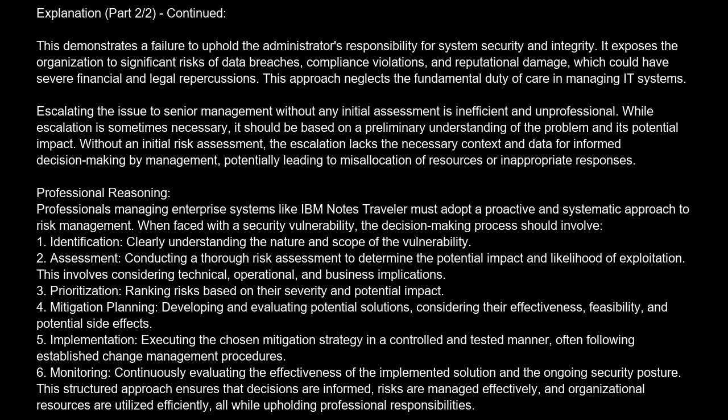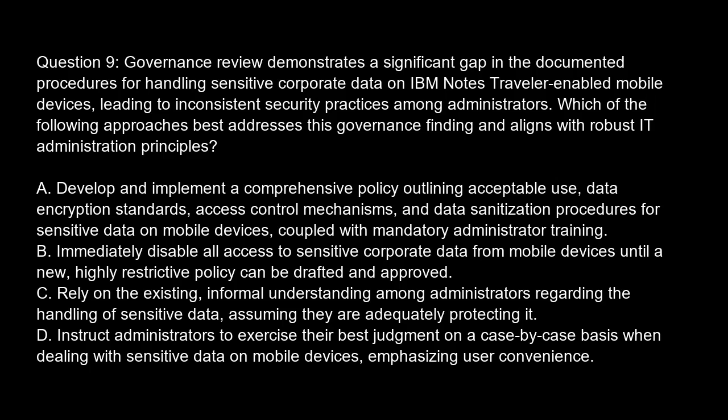3. Prioritization, ranking risks based on their severity and potential impact. 4. Mitigation planning, developing and evaluating potential solutions, considering their effectiveness, feasibility, and potential side effects. 5. Implementation, executing the chosen mitigation strategy in a controlled and tested manner, often following established change management procedures. 6. Monitoring, continuously evaluating the effectiveness of the implemented solution and the ongoing security posture. This structured approach ensures that decisions are informed, risks are managed effectively, and organizational resources are utilized efficiently, all while upholding professional responsibilities.